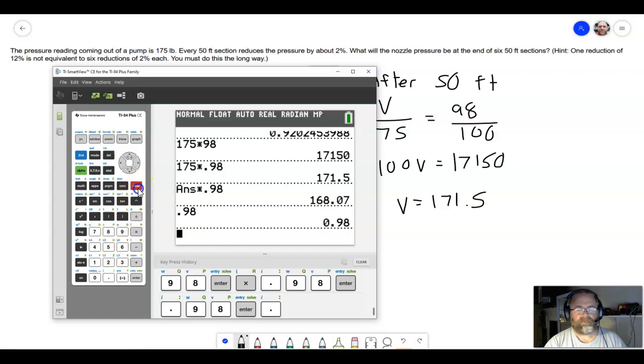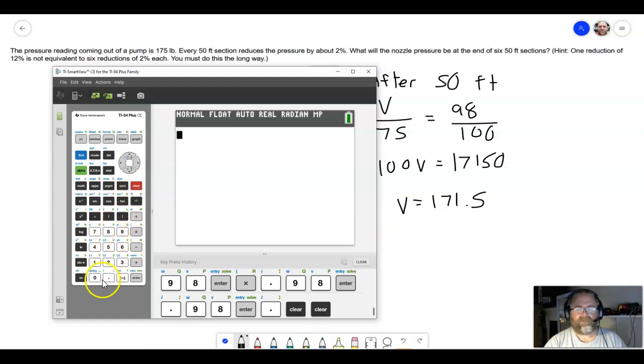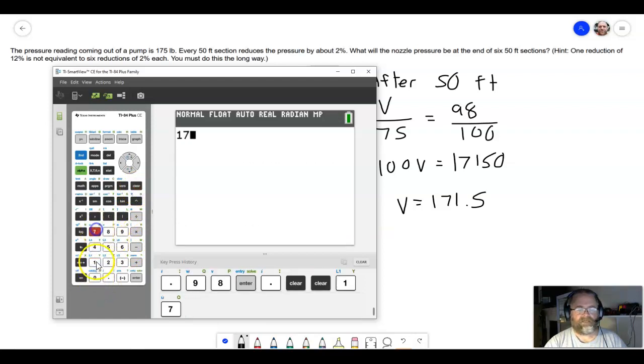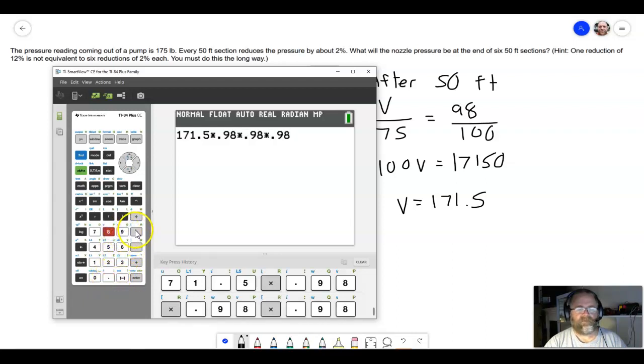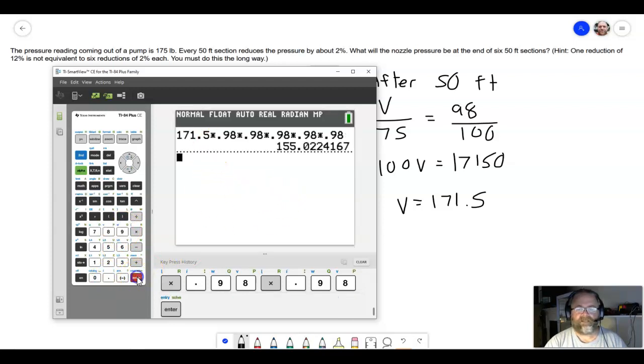kind of messed up here. Let me start over here. So after the first section, we had 171.5, and then for the second section, we're going to multiply that by 0.98. For the third section, we're going to multiply that by 0.98. For the fourth section by 0.98. For the fifth section by 0.98. And for the sixth section by 0.98. So we can just do it like that.